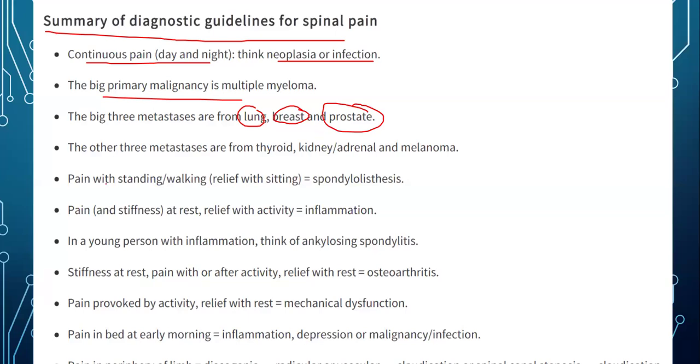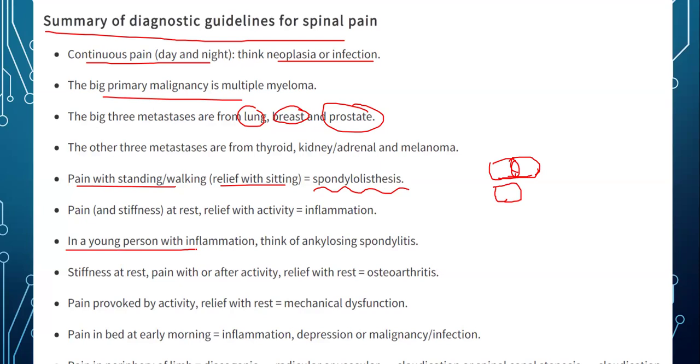Okay. If a patient complains of back pain with standing that gets better with sitting, think of spondylolisthesis, which means slipping of one vertebra on top of another. So if this is one vertebra, the next vertebra should be over here. But if it slipped over, like this, that's spondylolisthesis.